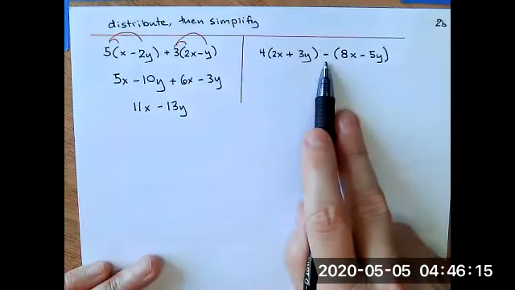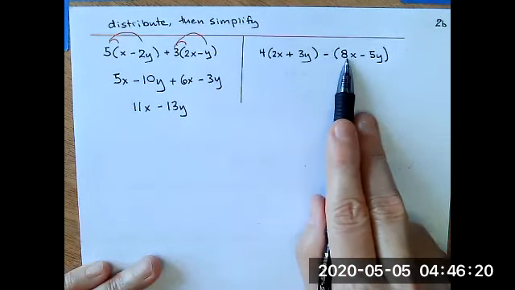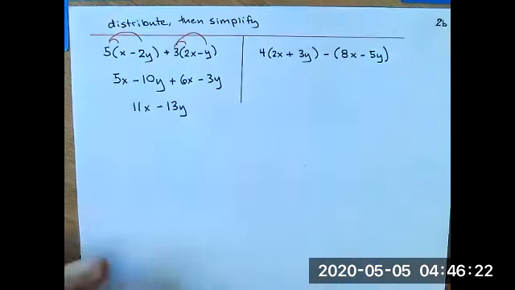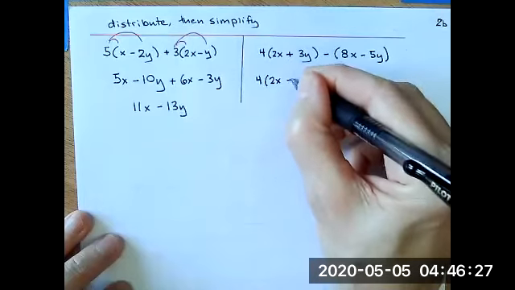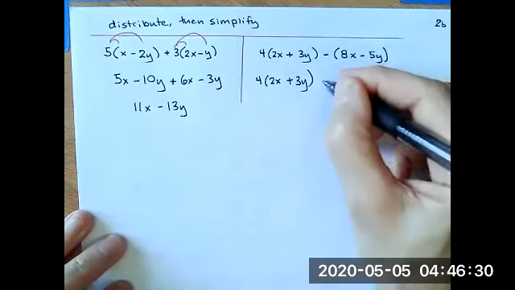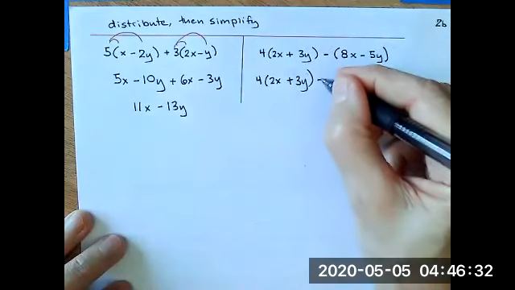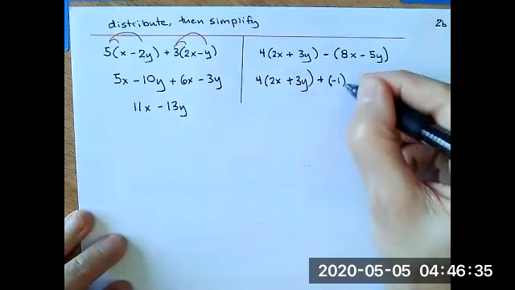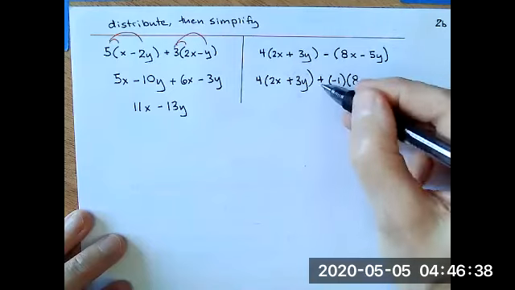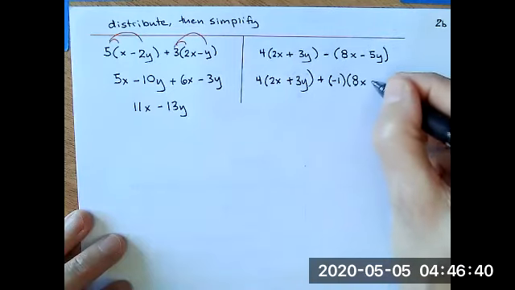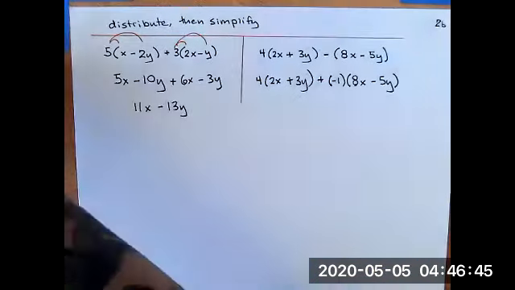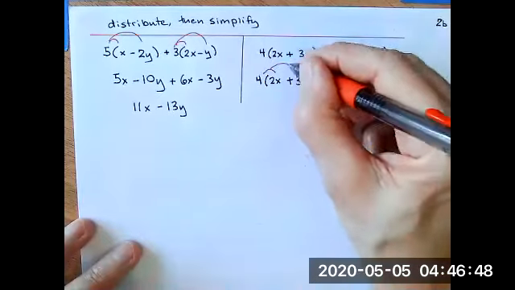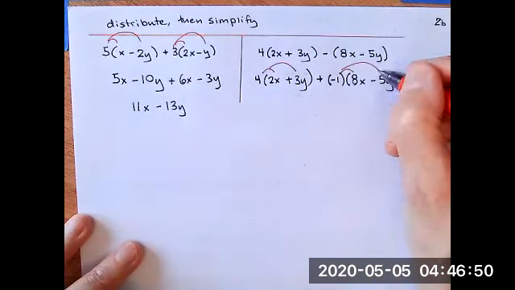All right, when you see a minus out front, you might be tempted to just put it in front of the 8x and forget about this. But if you see a minus out front, you should think of it as a negative 1 that's being distributed. So until you're used to it, you could rewrite it as adding negative 1 and make sure you distribute it. So distribute the 4, distribute the negative 1.